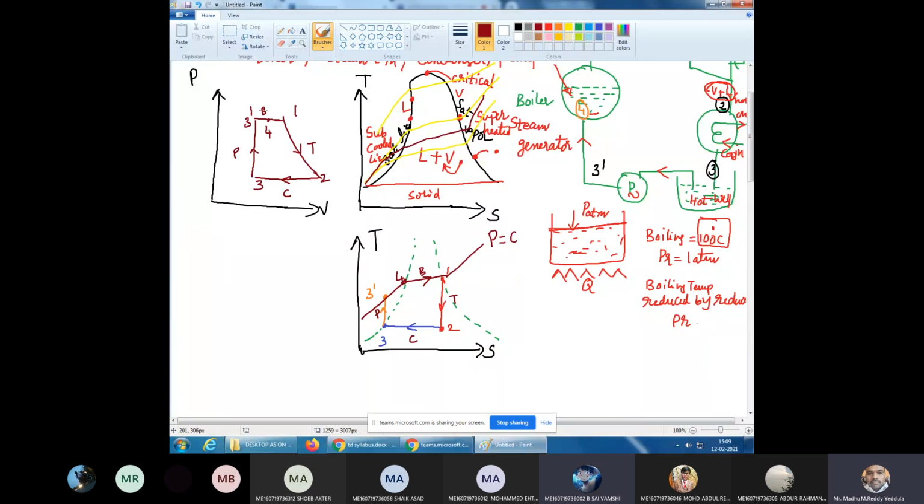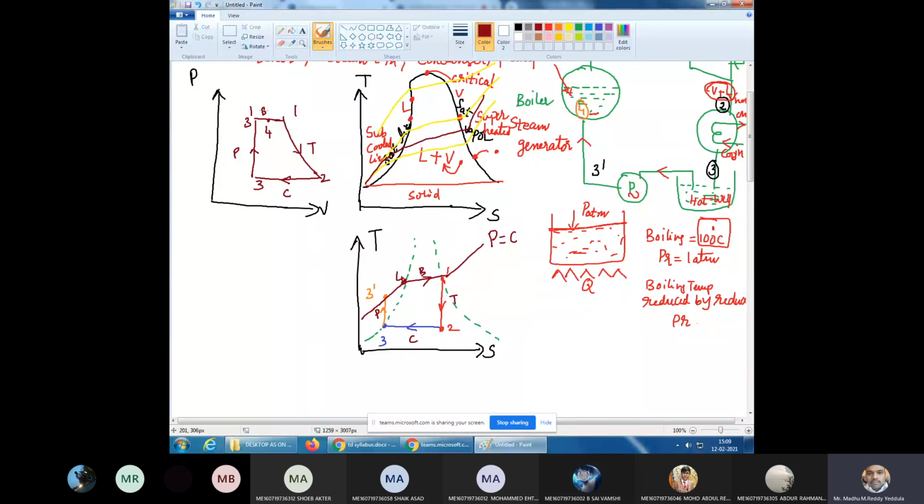Sir, 3 to 2. In the TS diagram, 3 to 2 is not lying on the pressure line, 2 to 3. Yes, sir. 3 to 2, sir, one second. 3 to 2 will not be, only 2 to 3.